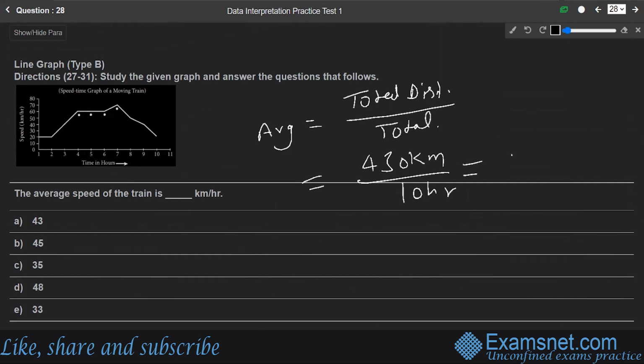So what is that overall speed? That is clearly 43 kilometers per hour. That is the average speed of the entire journey, and it is available in option number A.